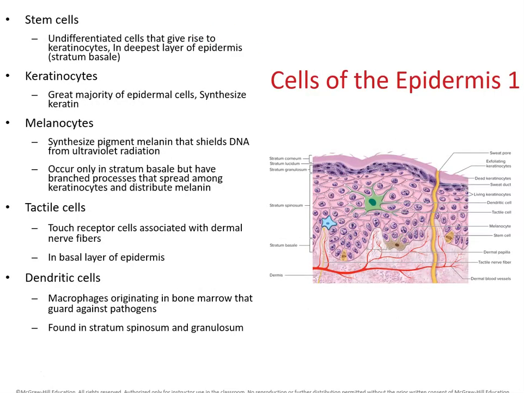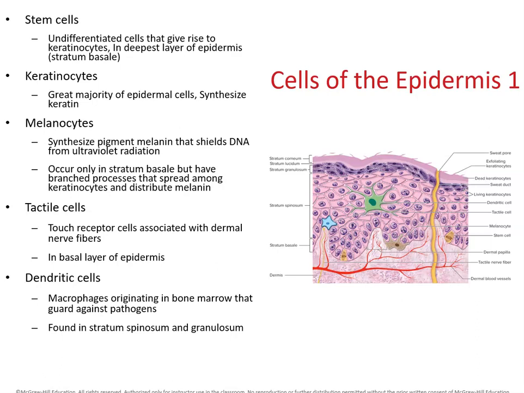Our epidermis contains 5 different cell types. Okay, so we have stem cells, which are undifferentiated cells, and we also talked about stem cells extensively in Chapter 5, so take a look back there if you need to. Stem cells are found in the deepest part of the epidermis. We call that the stratum basale. We also have keratinocytes, and most of our epidermis cells fall in this category of keratinocytes. Their job is to synthesize keratin.